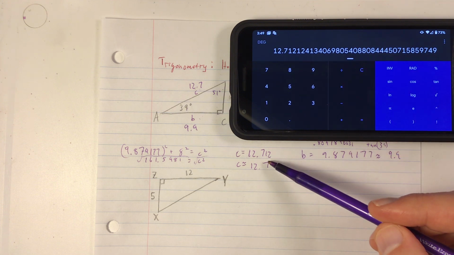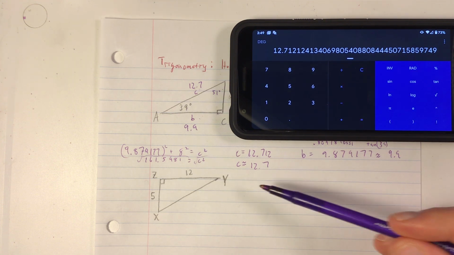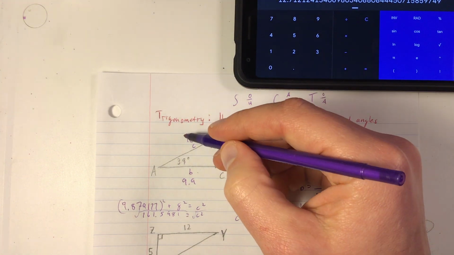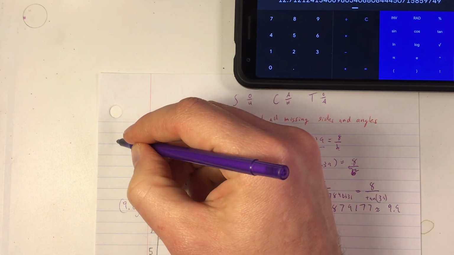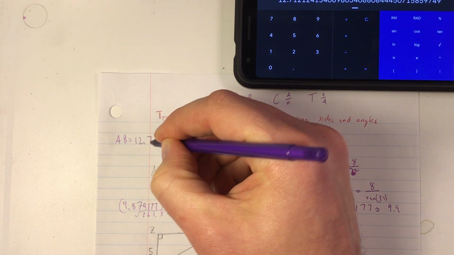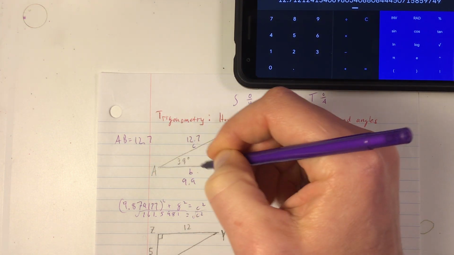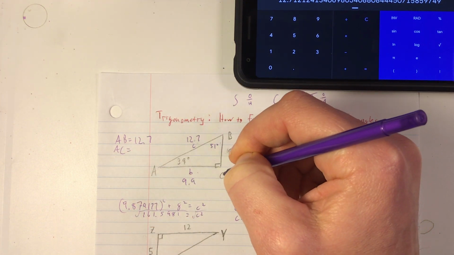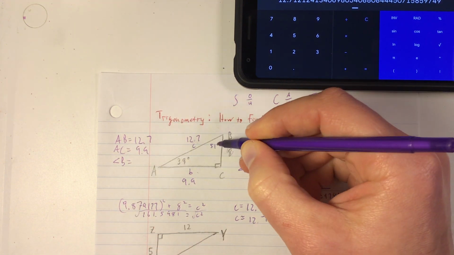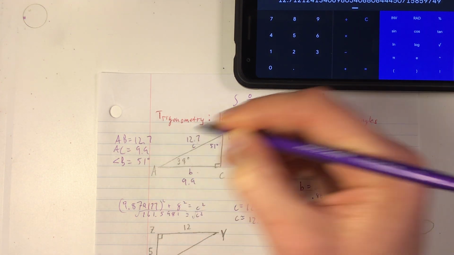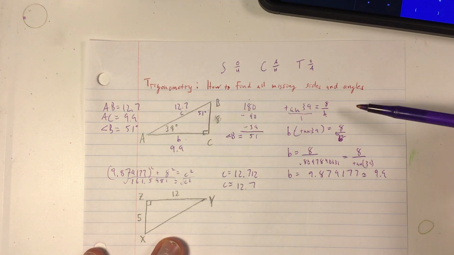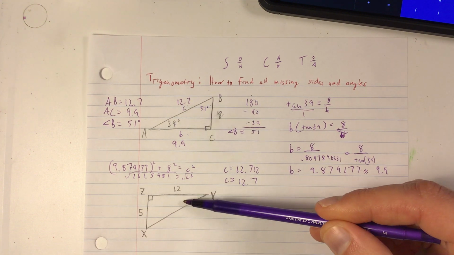Might be a little bit off down here because I rounded a little bit, but same answer. Pretty cool. So I found all the missing sides. Side AB is 12.7. Side AC is 9.9. And angle B is 51 degrees. And that's how you find all the missing parts for a right triangle.